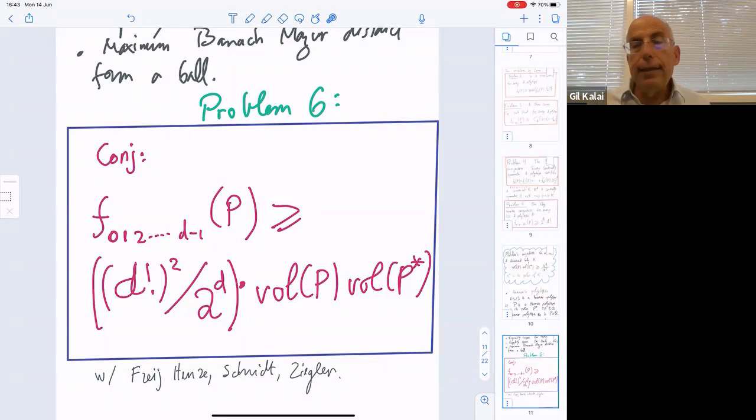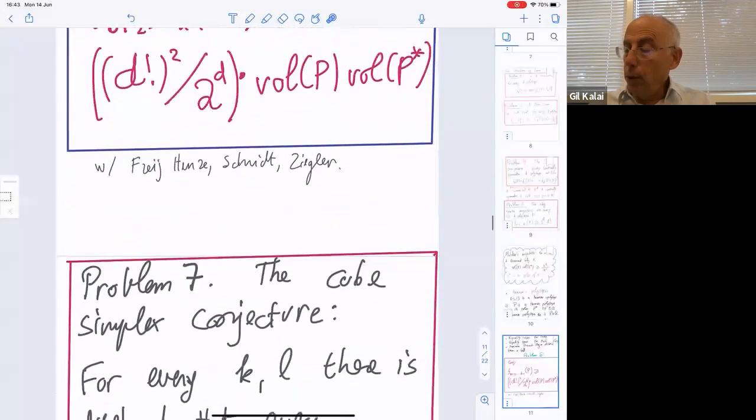And this is an interesting relation between two of these conjectures. It would imply that if you know the Mahler conjecture, you can also deduce the flag number conjecture. And here there are even more cases of equality, which are quite interesting.